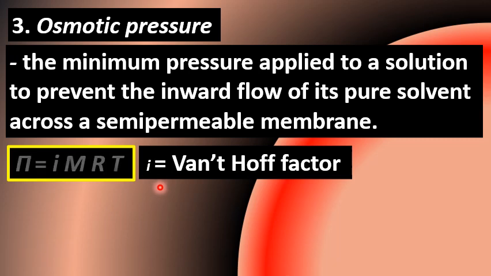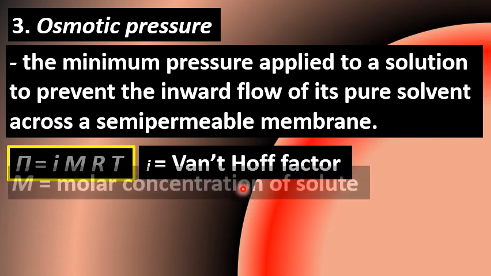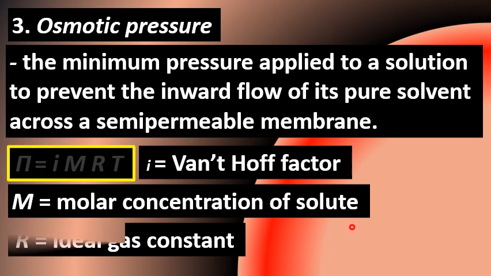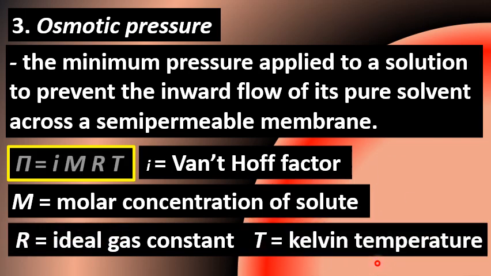So, once again, the number i, as we earlier defined, just for emphasis, is the Van Hoff index or factor, all right? While the capital M refers to the molar concentration of the solute. Big R, of course, is the ideal gas constant, and capital T is the Kelvin temperature.